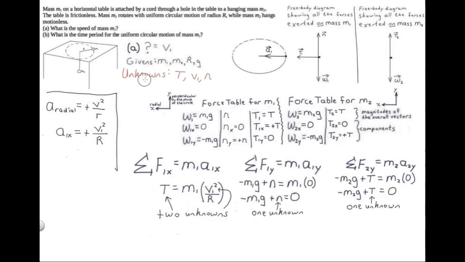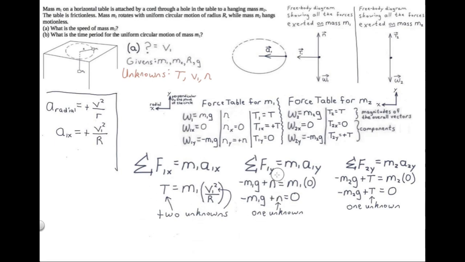So the unknown symbols are capital T, v sub 1, and n. The Newton's second law x equation for object 1 has two unknowns, capital T and v sub 1, so we will postpone working with this equation.